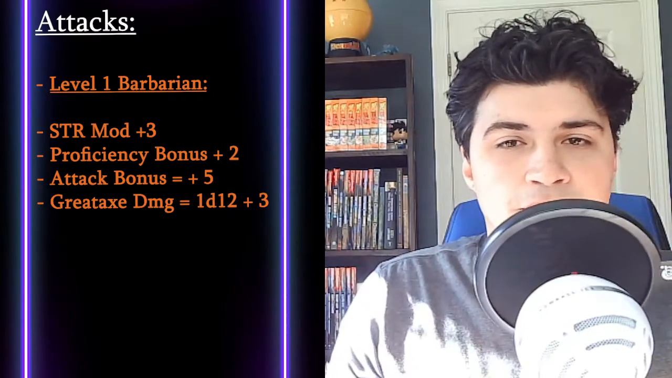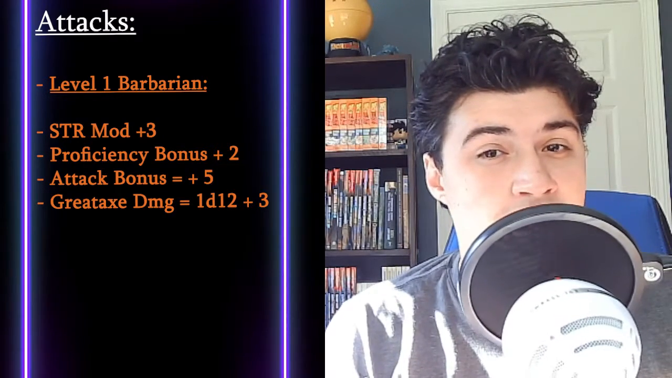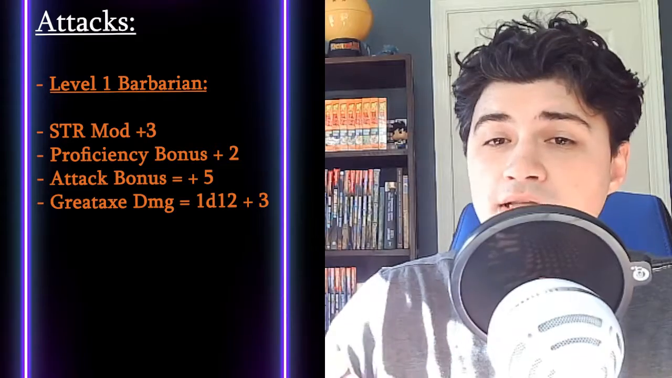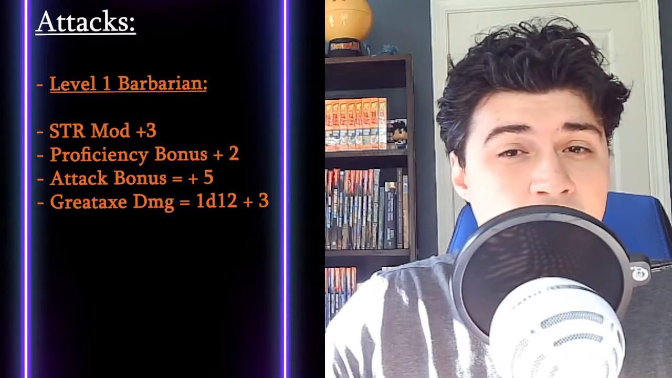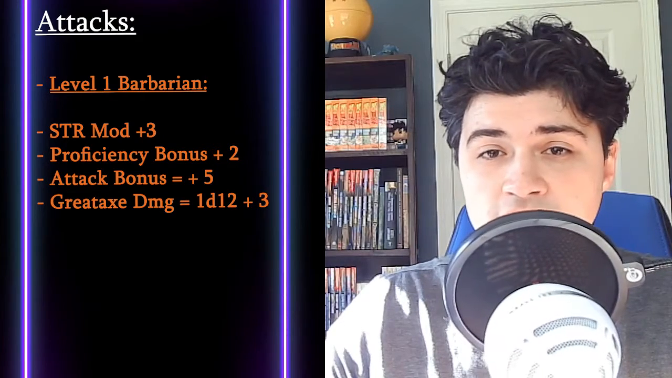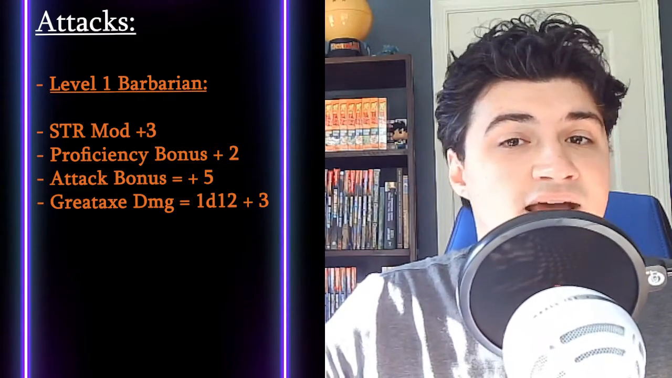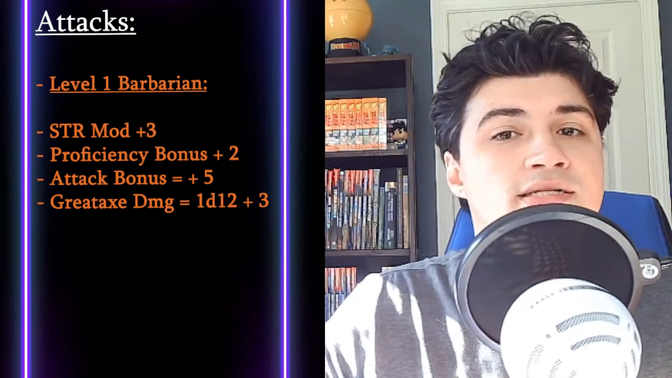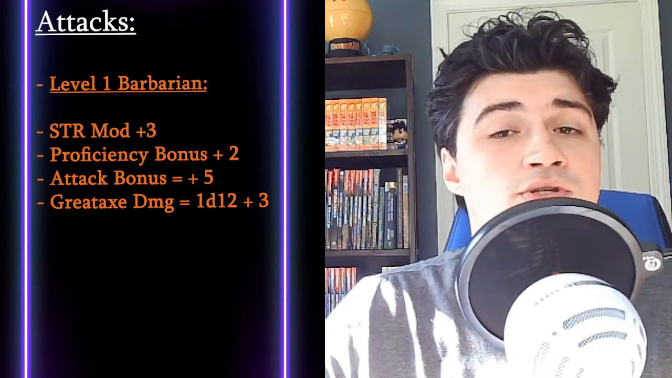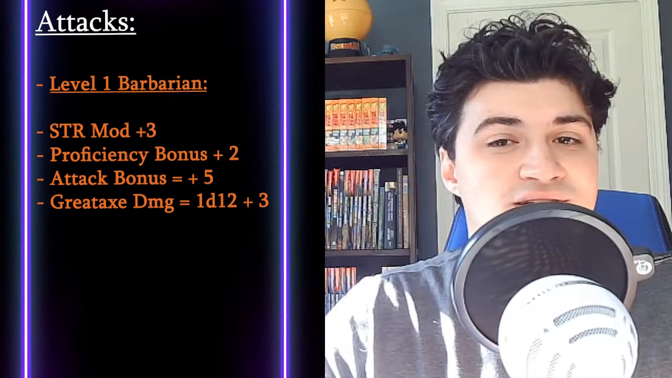So as an example, let's just say that we're creating a first level barbarian using standard array. Most likely, their strength ability score modifier is going to be +3. As a first level character, their proficiency bonus is +2, meaning that their attack bonus is +5, and the damage roll of a great axe would be 1d12 +3.